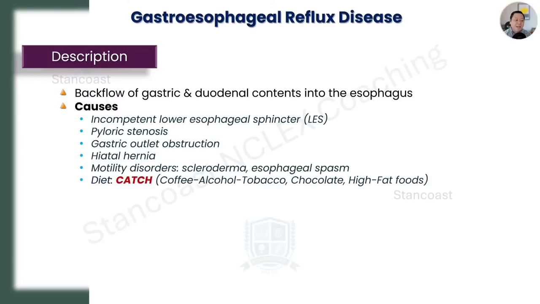Now we have the diet. So the mnemonic CATCH represents coffee, alcohol, tobacco, chocolate, and high-fat foods. These are the items that can worsen GERD by relaxing the lower esophageal sphincter, or they can also increase acid production. Now we have the risk factor, which is going to be obesity. If a person carries extra weight, especially around the abdomen, it puts more pressure on the stomach, and this added pressure can force stomach contents upward into the esophagus, which will cause the reflux.